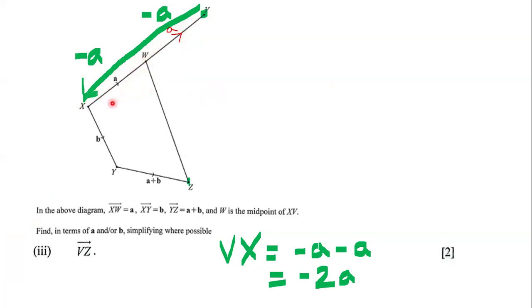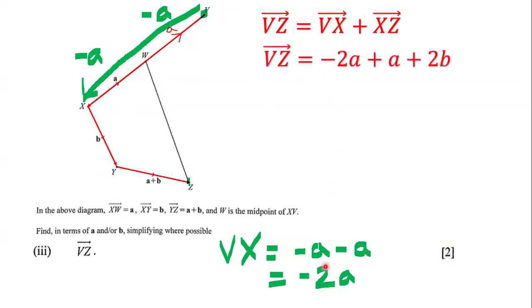So now that we have that, once we go from v to w, then from w to x, we need to go from x to y, then from y to z. So vz is equal to vx, so v to x, and then from x to z. Now, vx is equal to negative 2a, we just figured that out. And xz, we figured out in the previous question, can be simplified as a plus 2b. And so that means that vz is equal to negative 2a plus a plus 2b.